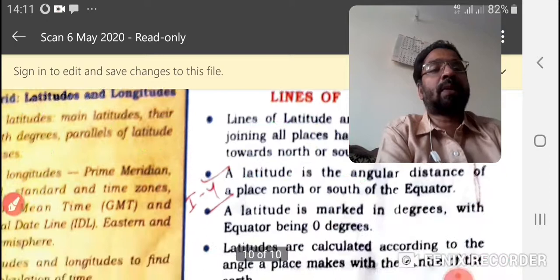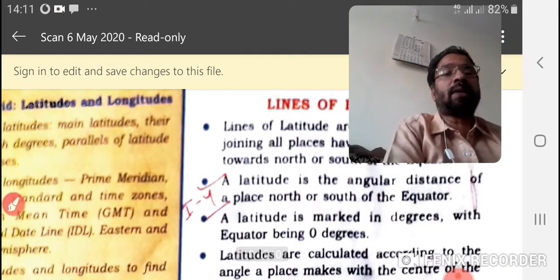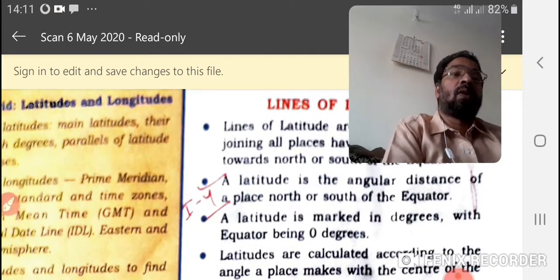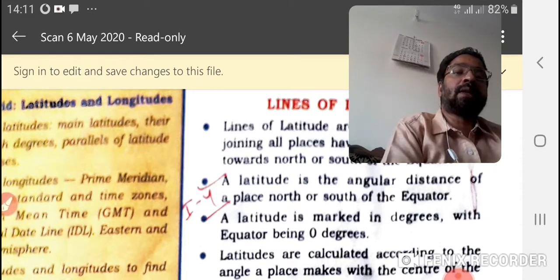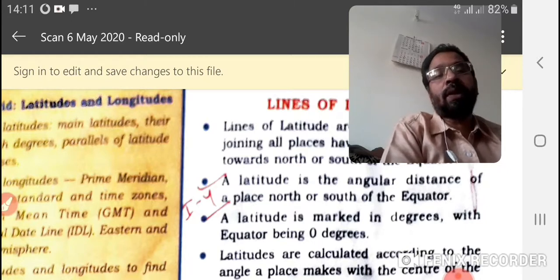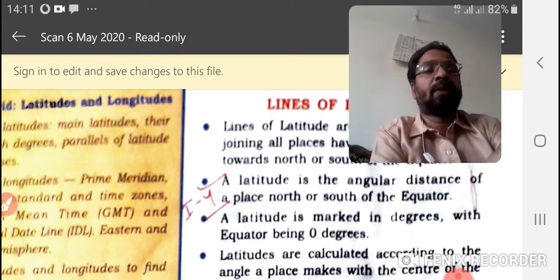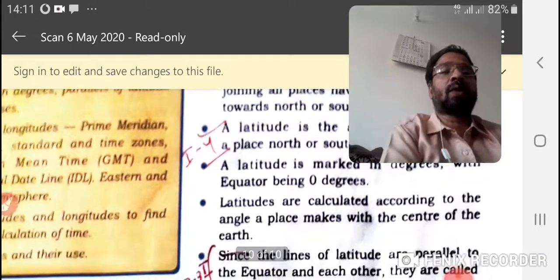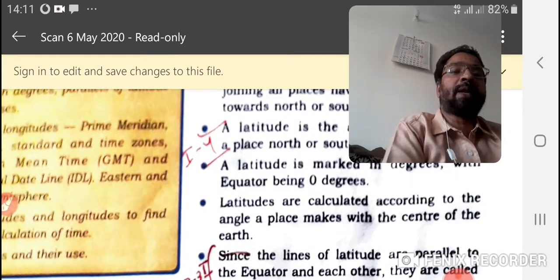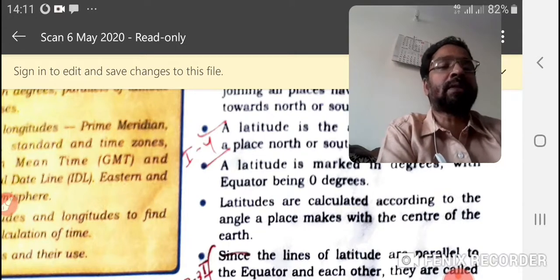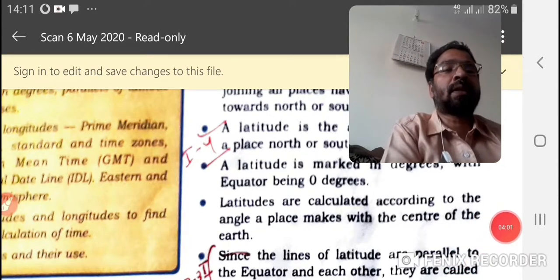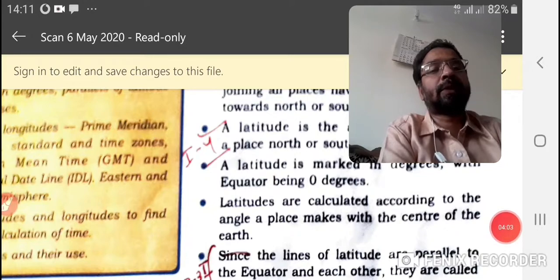Next, latitude is the angular distance of a place north or south of the equator. Third, latitude is marked in degrees with the equator being 0 degrees. These both points I already explained to you. Then latitudes are calculated according to the angle a place makes with the center of the earth.